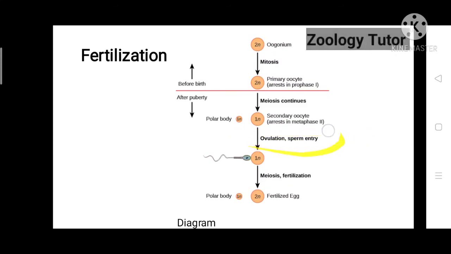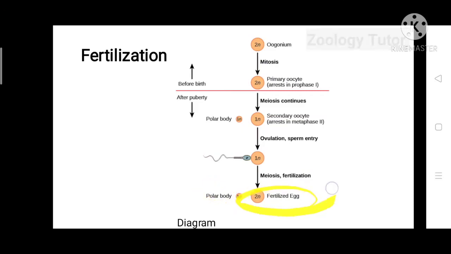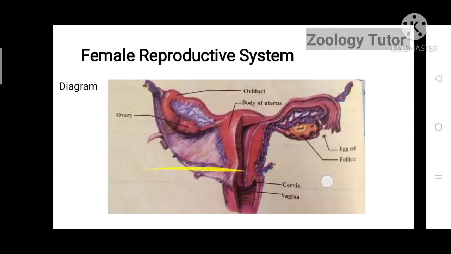And then ovulation occurs, meaning the release of egg or ova. And the fertilization will occur, and then meiosis will complete, and the second polar body and the fertilized egg will form. This was the whole concept. So what we learned here is the female reproductive system has parts ovary, oviduct, uterus, and vagina.